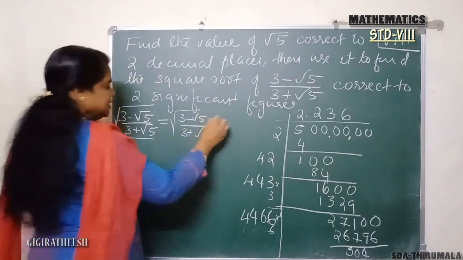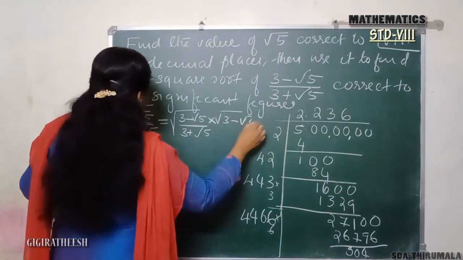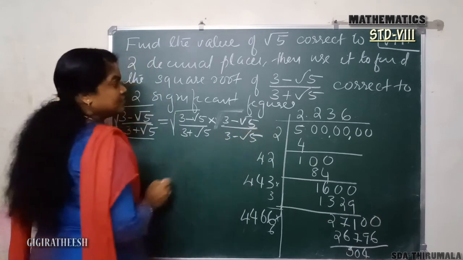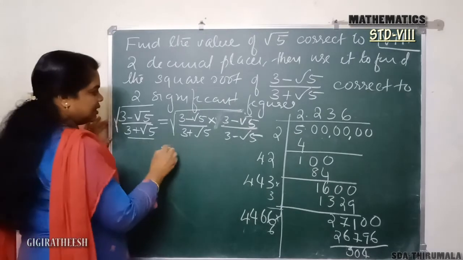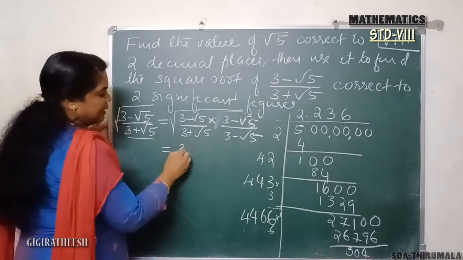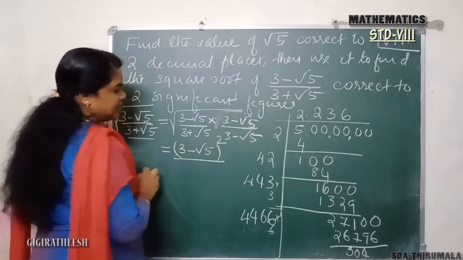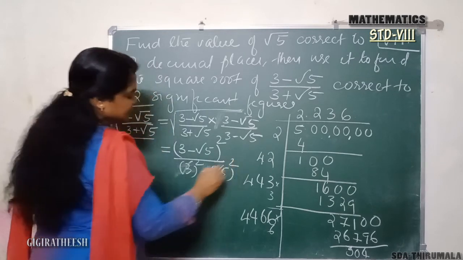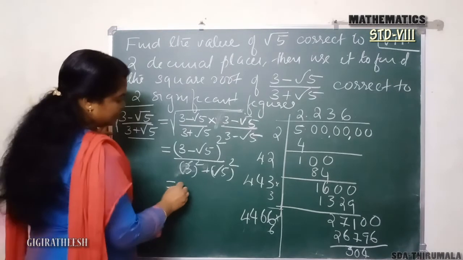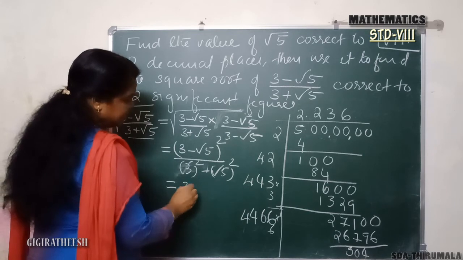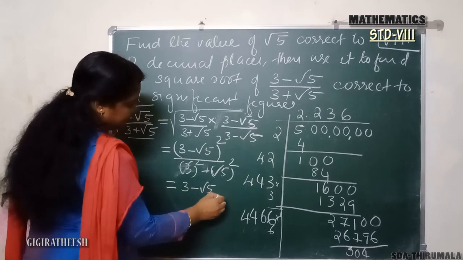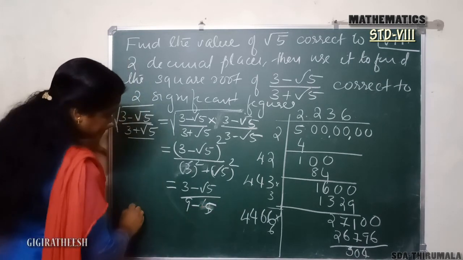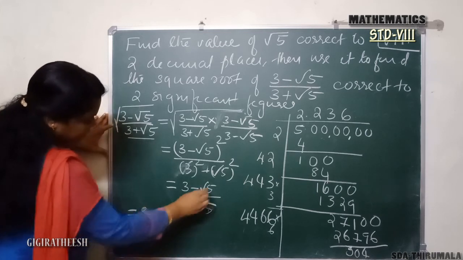That is (3 minus root 5) by (3 plus root 5) into (3 minus root 5) by (3 minus root 5). In the numerator, A minus B into A minus B is equal to A minus B whole square, and in the denominator, A plus B into A minus B is equal to A square minus B square. That is 3 squared minus root 5 squared, which is 9 minus 5, equal to 4.